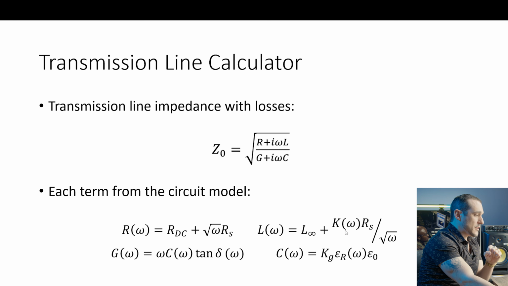Now here, this inductance term also includes the copper roughness constant and it includes the skin resistance. We have the same thing here for the transmission line resistance. You can see here that we have a DC resistance and then we have a frequency dependent skin effect resistance.